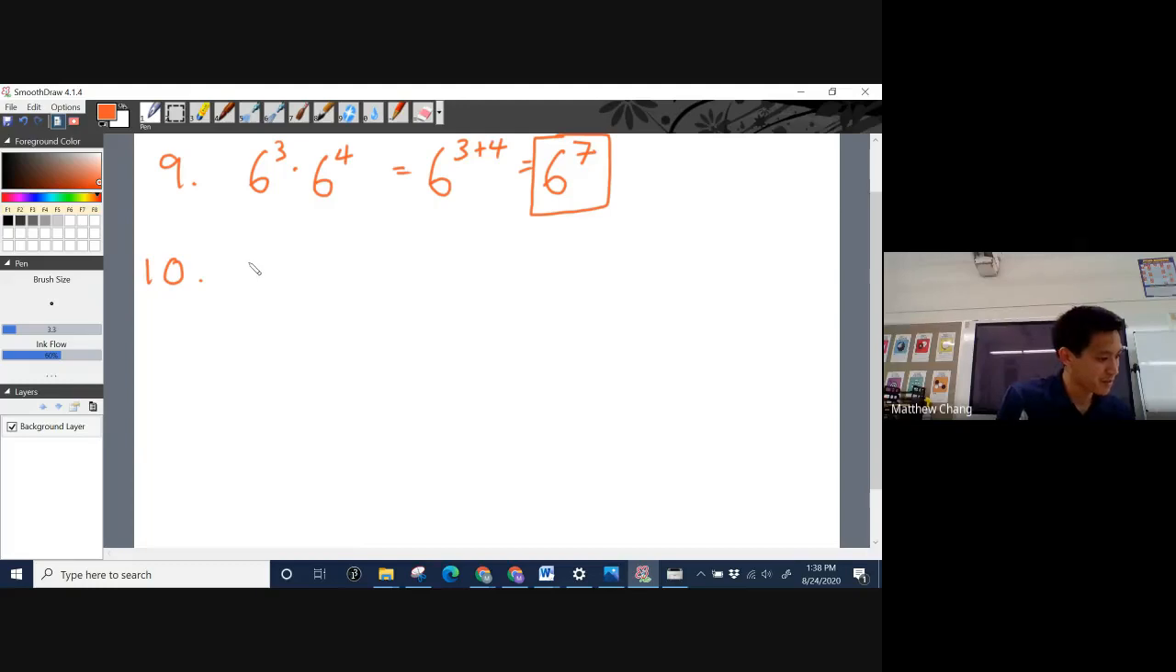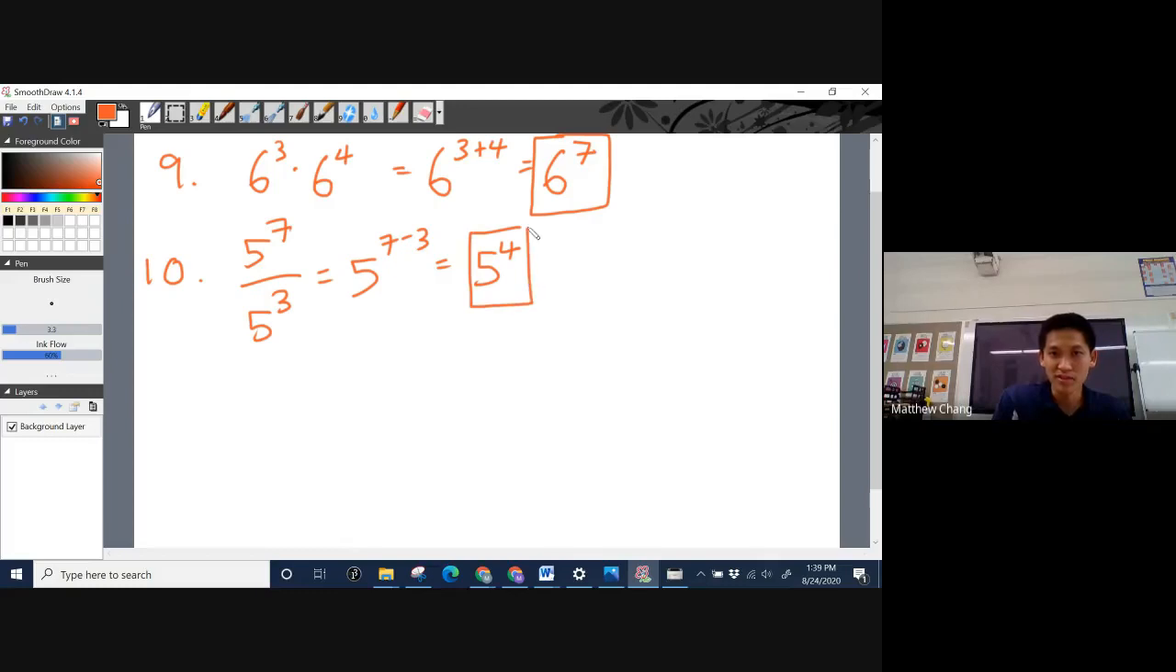Okay, next one. All right, 5 raised to the 7th power divided by 5 raised to the 3rd power. Okay, so this is just a subtraction rule. The bases are the same. So when you have division, you subtract the exponents. So this is 5 raised to the 7 minus 3. So this is 5 raised to the 4th power. In other words, it's 5 times 5 times 5 times 5.